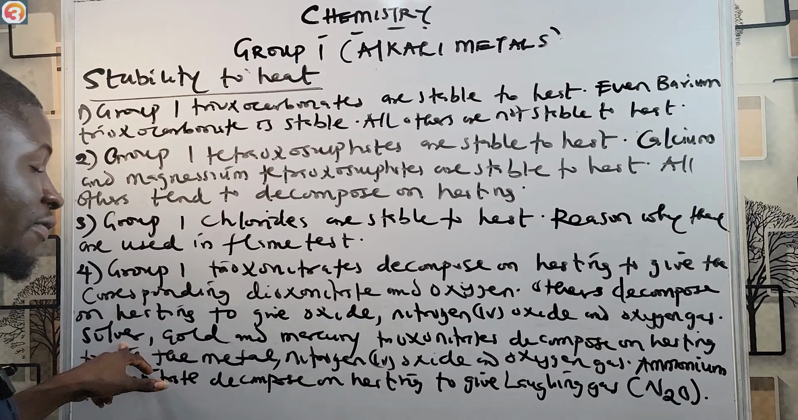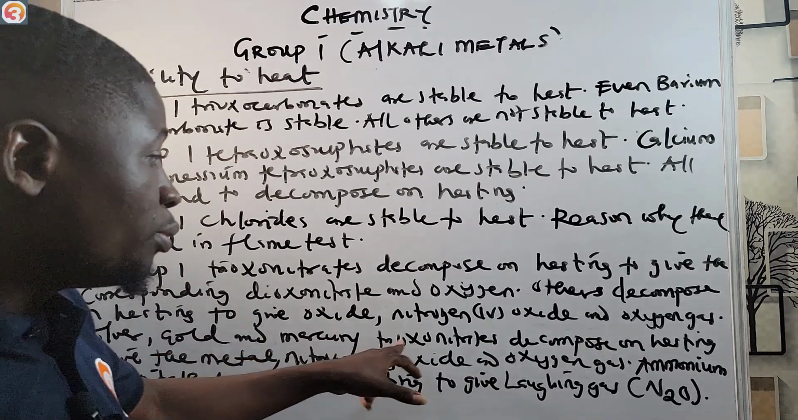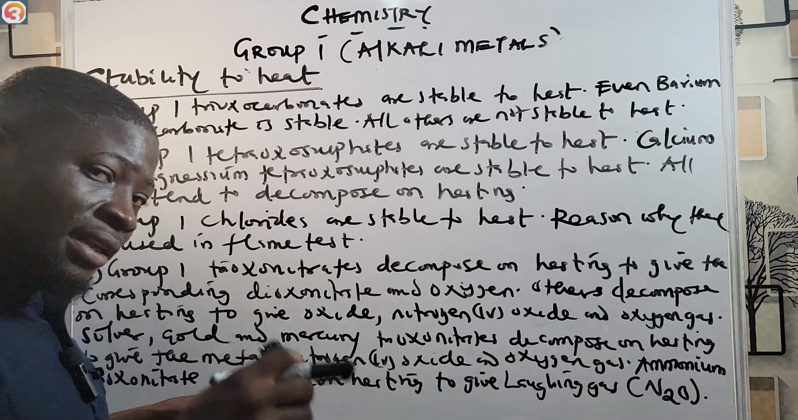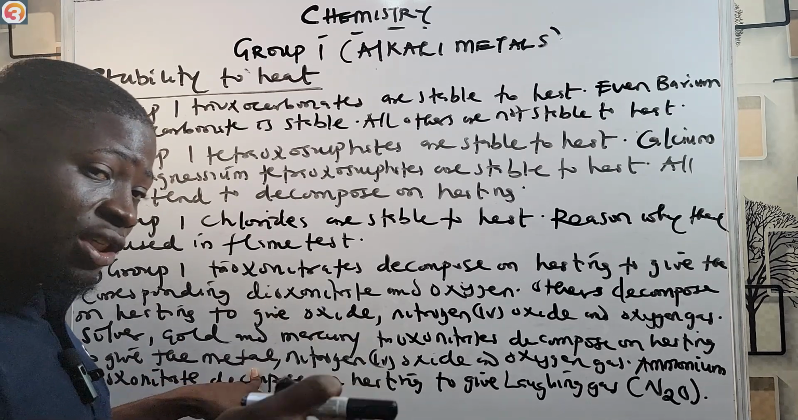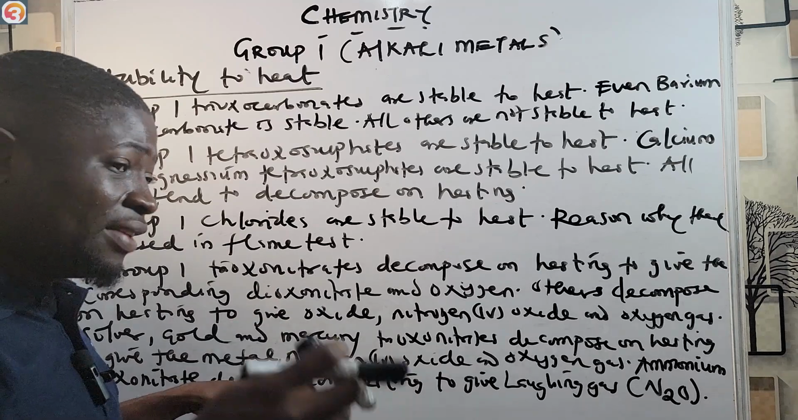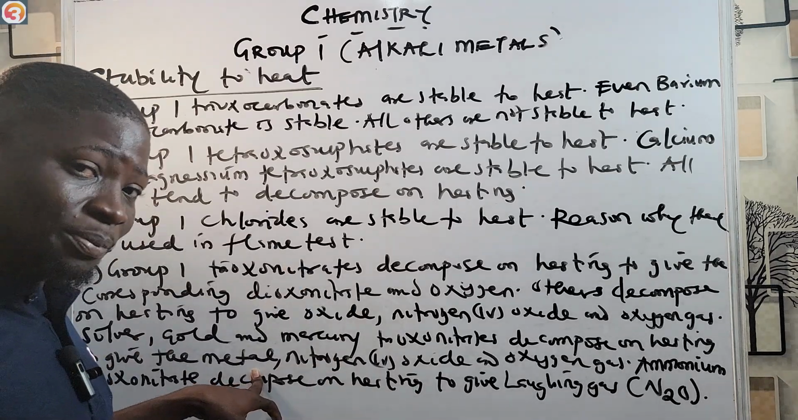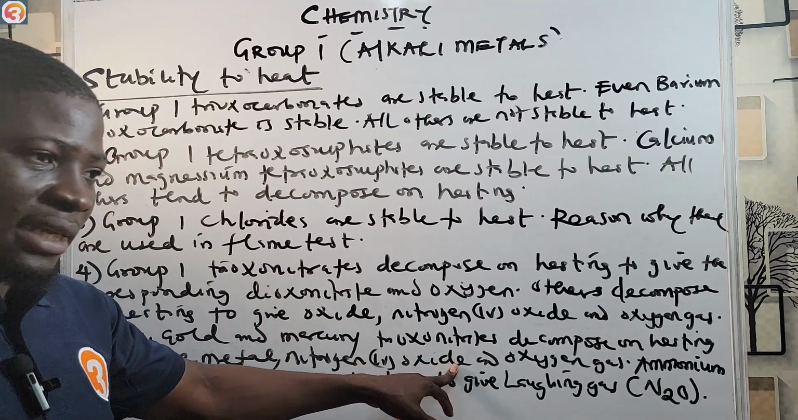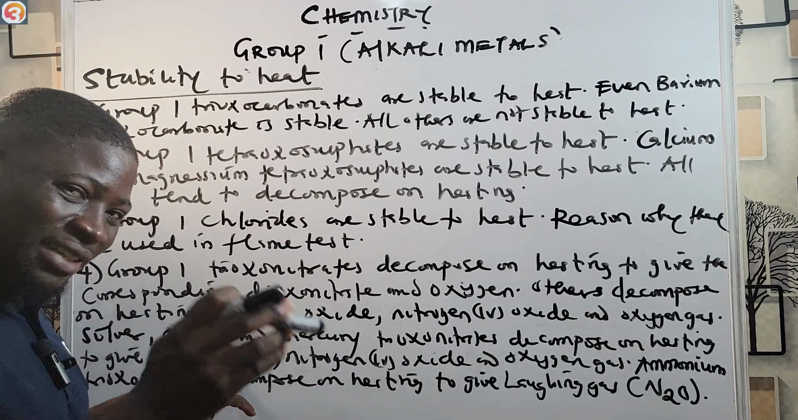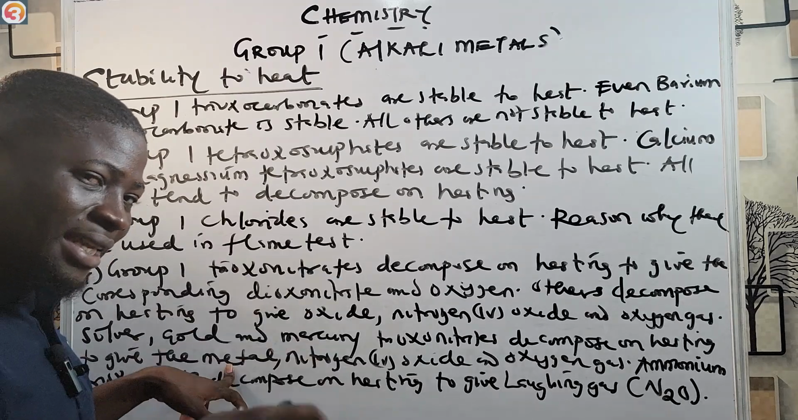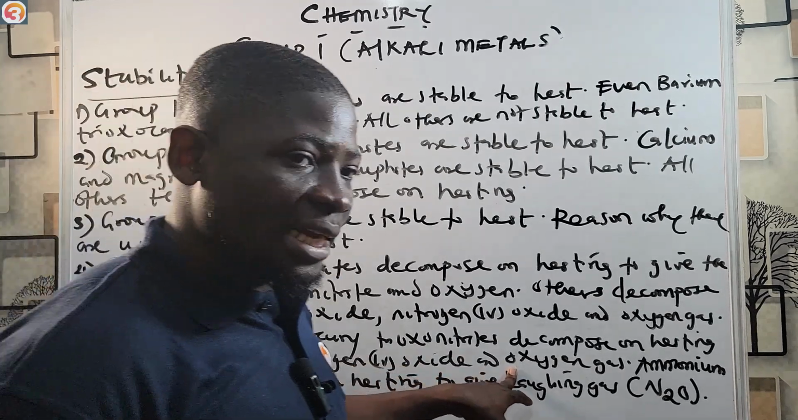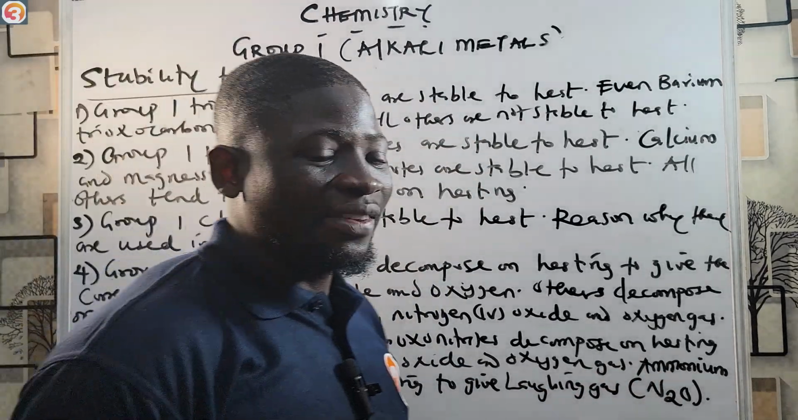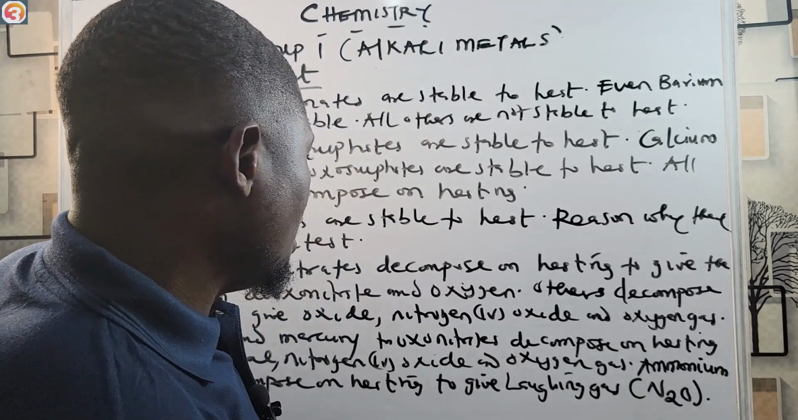All right, now silver, gold, and mercury trioxonitrates decompose on heating to give the metal. It first of all gives the metal. For example, if it's silver nitrate, you're going to have Ag first, then you're going to have NO2 and oxygen gas liberated, right? So it gives the metal, Ag, not Ag something, it gives the metal, nitrogen(IV) oxide and oxygen gas. Now, ammonium trioxonitrate will decompose on heating to give us laughing gas, N2O, and water.